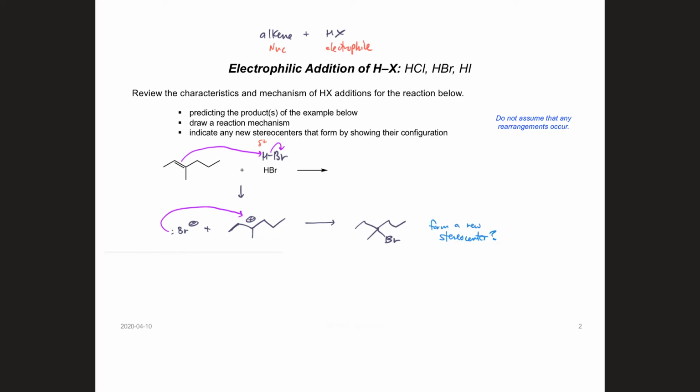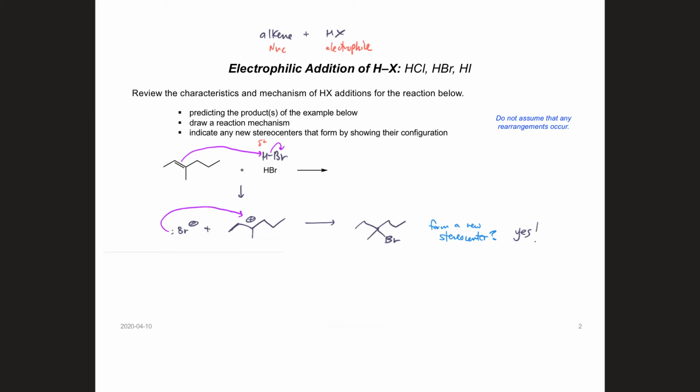Now that we've identified the product that forms, we should ask ourselves, did we form a new stereocenter in this process? Does the product include a new stereocenter from where it started? And the answer in this case is certainly yes. We have a central carbon that has a methyl, an ethyl, and a propyl group, as well as the bromine atom. So we did create a new stereocenter in this reaction.